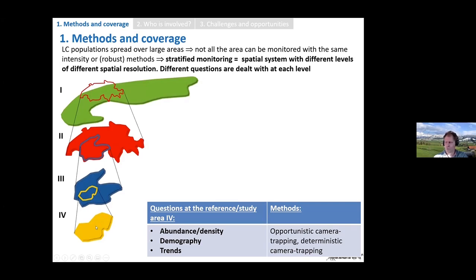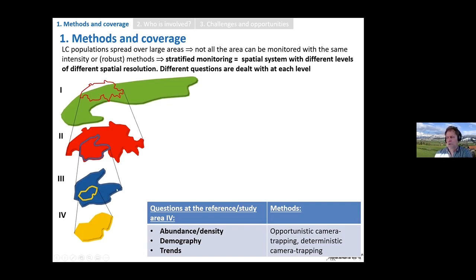The demography also, if you conduct these camera trapping surveys over several years, you can have some information about demography, and also, if you do it over several years, trends. And for this, we use, of course, active methods like opportunistic camera trapping. There you can have minimum estimates of individuals. It depends also on the effort. And also the so-called deterministic camera trapping, where you set a camera trap to estimate the abundance and density of lynx by means of capture-recapture analysis.